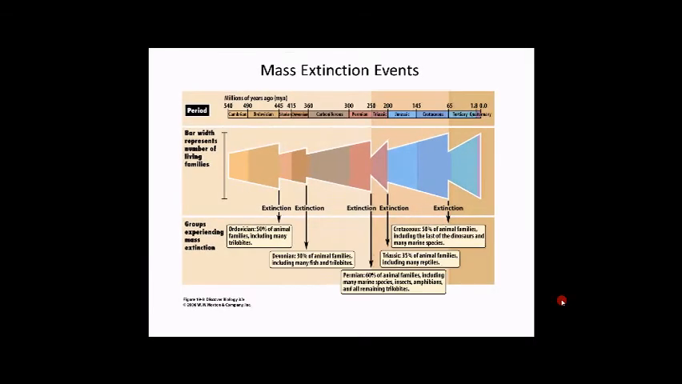Now, before we go any further, we must touch on the subject of mass extinction events. These events are vital to understanding not only the history of the Earth, but the Triassic period itself. The Triassic period is bookended by two of the five largest known extinction events in the Earth's history.